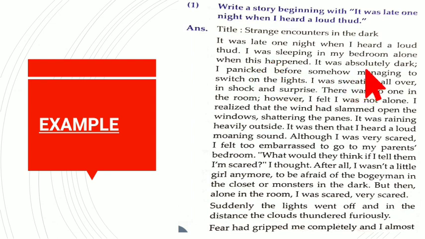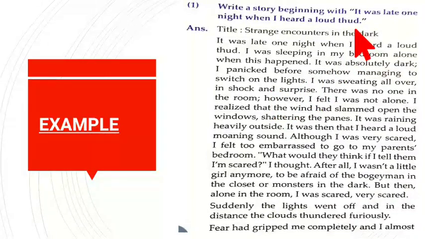So here, accordingly, the story is framed. Now, if you observe this, I felt too embarrassed to go to my parents' bedroom. What would they think if I tell them I am scared? Now, this statement they had written in direct speech because this was exactly the thought of the speaker or the writer, because here it is mentioned I. So I is a first person pronoun.